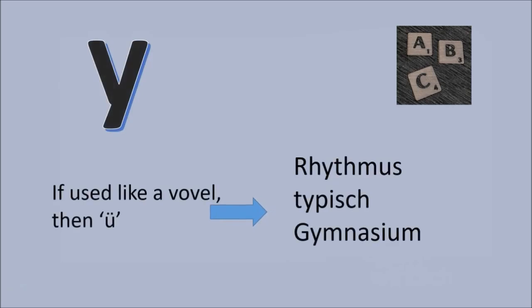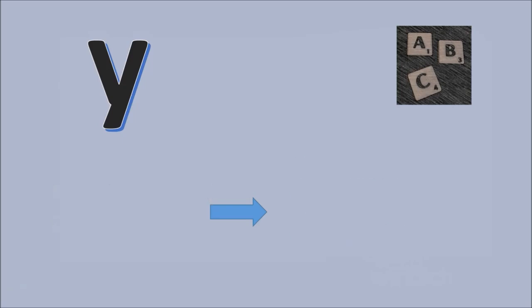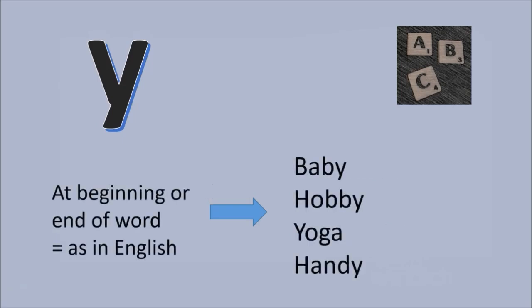The Y, if it's used like a vowel, then it's pronounced like the U-Umlaut, Ü. Rhythmus, typisch, Gymnasium. If it's at the beginning or an end of a word, then it's pronounced like in English. If you look at those words, they're all English words. Baby, hobby, yoga, handy.